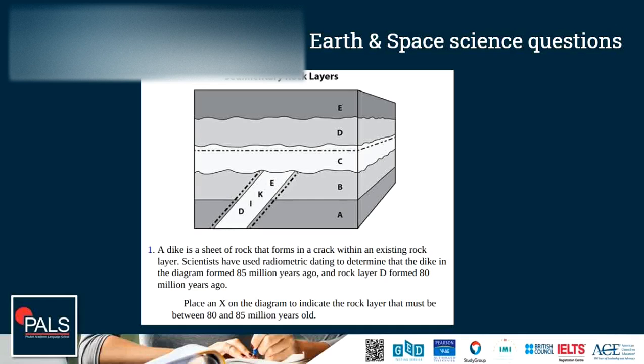Place an X on the diagram to indicate the rock layer that must be between 80 and 85 million years old. So the rock layer D formed 80 million years ago. The dike formed 85 million years ago, and from that we can deduce that we should probably place the X somewhere here in rock layer C. That layer must have formed between 85 to 80 million years ago, since it's in between the dike and layer D.